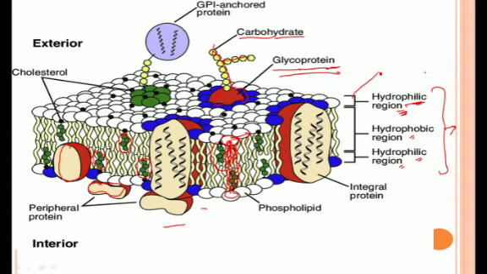The upper region is hydrophilic. I made a mistake in the earlier sentence, so let me correct that: the upper region is actually hydrophilic, and the internal region is hydrophobic. Hydrophilic is the upper region, and hydrophobic is the inner region. This tail region is actually hydrophobic, and the outer region is hydrophilic.